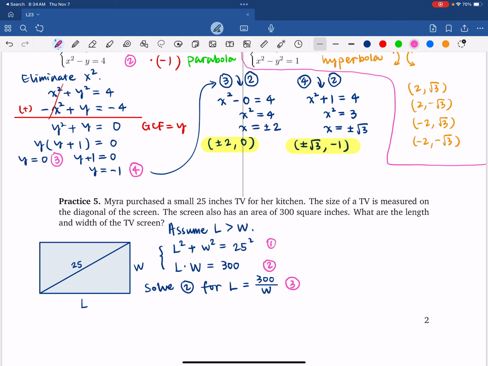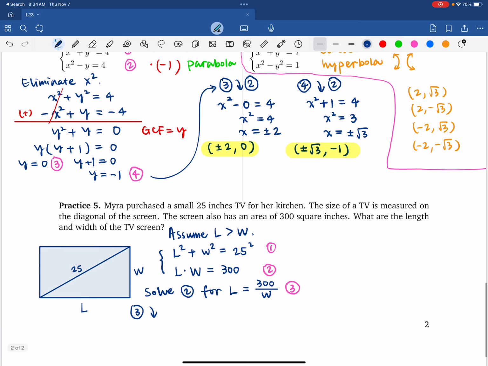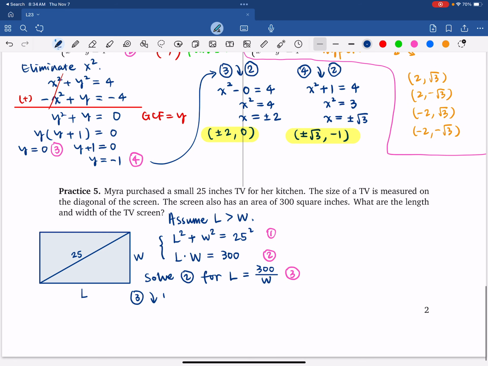Once you have equation 3, you could do the substitution. So I'm going to substitute 3 into the equation that we did not use. We used equation 2, we did not use equation 1. So you're going to substitute this into equation 1. Replace L with this. So we have 300 over W, squared, right? That's L squared, plus W squared equals 25 squared. Let's calculate that. 25 squared is 625. And this is the equation in W.